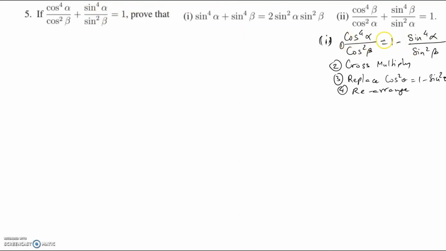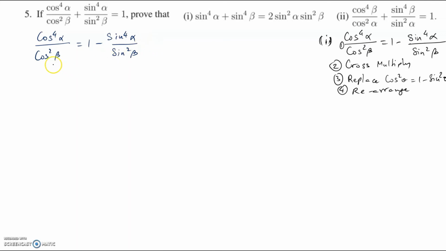So you will get this, then cross multiply the numerator and denominator, then we'll replace cos squared with 1 minus sin squared theta, and when we rearrange we should get this. So let's follow our tricks. So let's say cos to the power 4 alpha divided by cos squared beta is equal to 1 minus sin to the power 4 alpha divided by sin squared beta.